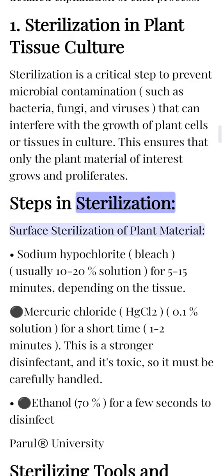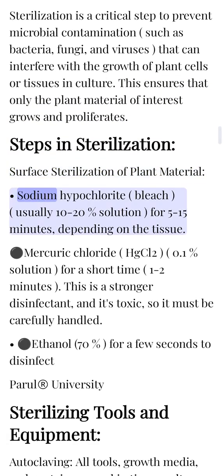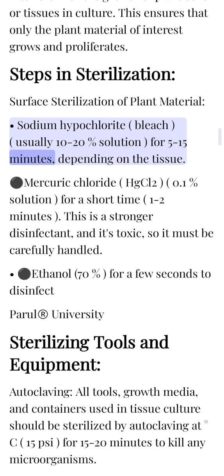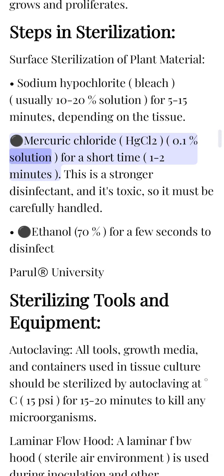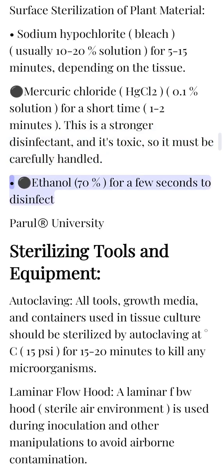Steps in sterilization. Surface sterilization of plant material: sodium hypochlorite, bleach, usually 10 to 20% solution, for 5 to 15 minutes, depending on the tissue. Mercuric chloride, HgCl2, 0.1% solution, for a short time, 1 to 2 minutes. This is a stronger disinfectant, and it's toxic, so it must be carefully handled. Ethanol, 70%, for a few seconds to disinfect.